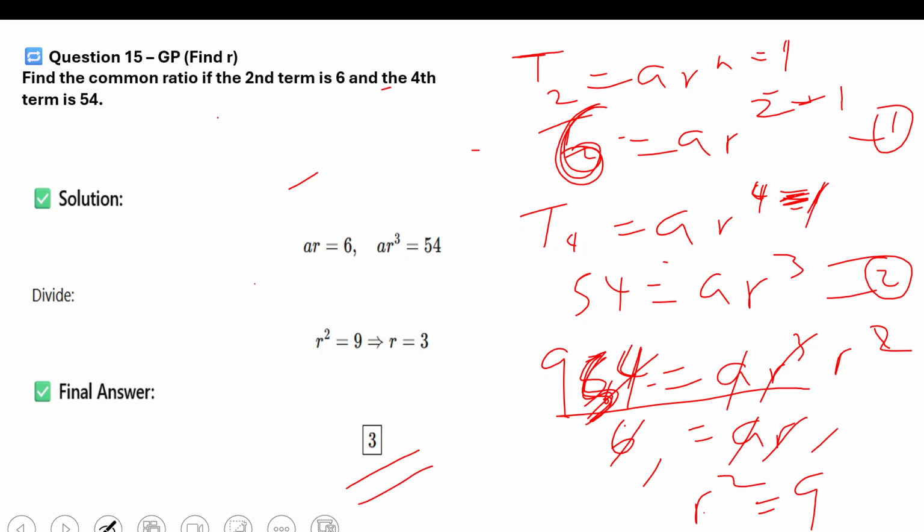So this is just a breakdown of what I have here in summary. Okay, the next question is question 16. It says find the sixth term of 5, 10, 20, and so on. This is a GP, because 10 divided by 5 is 2 and 20 divided by 10 is 2. It's a GP.